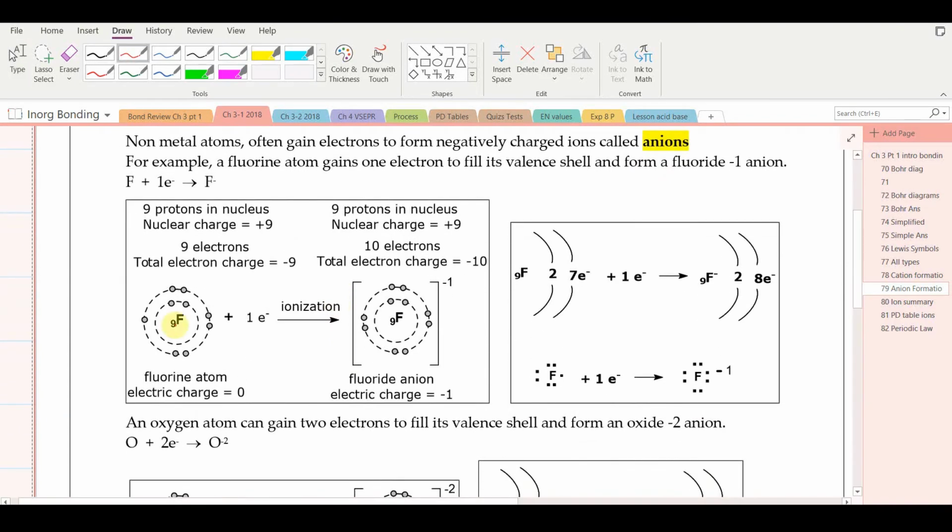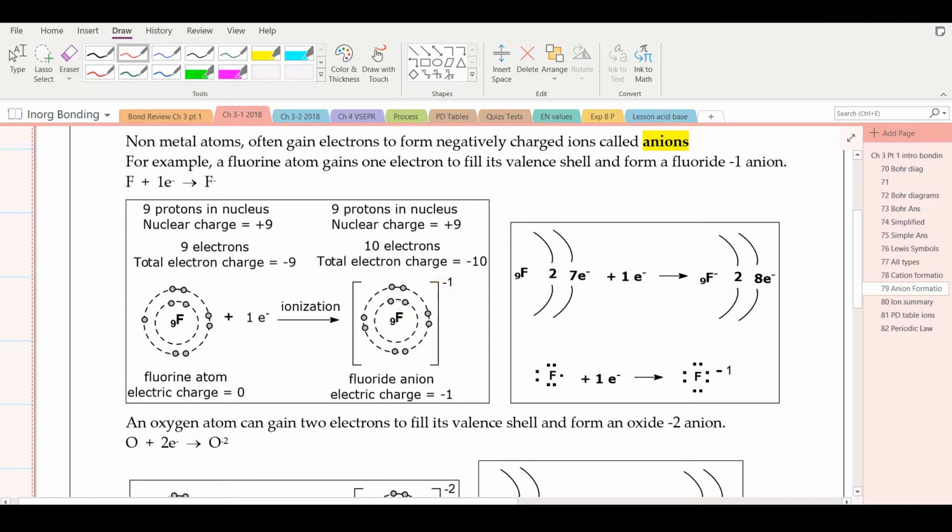Fluorine is element number 9, has 9 valence electrons, 2 in the first shell, 7 in the second shell. It gains 1 more electron to its valence shell, which now has 2 plus 8 electrons, total of 10 electrons in what we call fluoride. 10 electrons, 9 protons, net charge is -1.